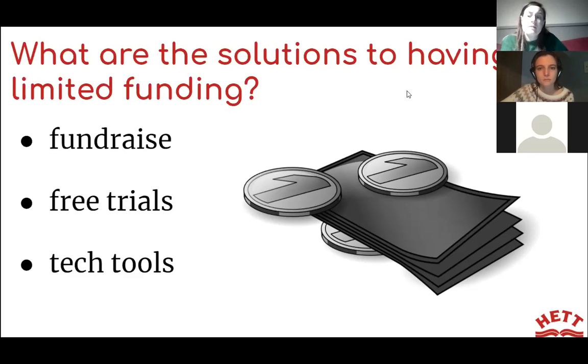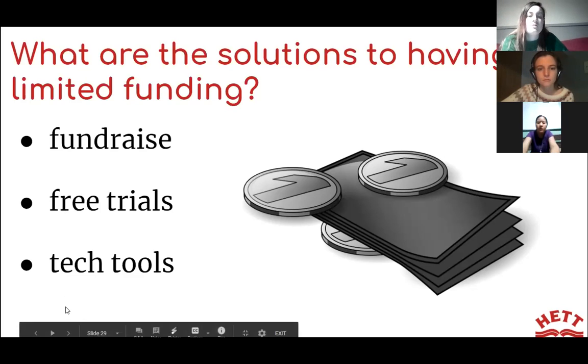Find local donors. You might have local donors that might be interested in helping out. And there are also tech tools. There's a lot of simple, free or cheap tools that can help you, where maybe you don't need all the equipment in your classroom. There's just a lot out there that is low cost or free. So if you search around, you can find things to help you. There are different possibilities.